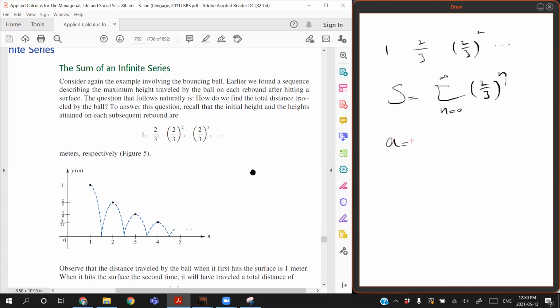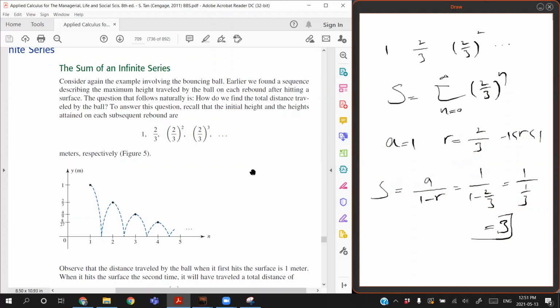So a is 1. The common ratio is 2 over 3, and 2 over 3 is between negative 1 and 1. So S is going to be equal to a over 1 minus r, which is 1 over 1 minus 2 over 3. That's 1 over 1 over 3, which is equal to 3. So if you just add up all these numbers, you get 3.